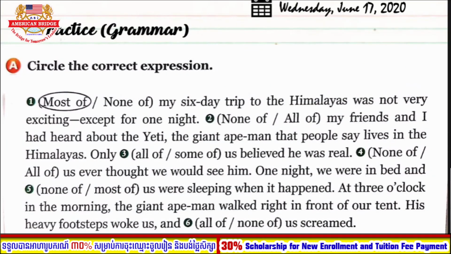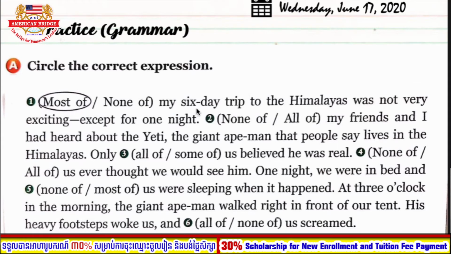The next activity is the grammar practice. Do you remember the quantifiers? Quantifiers are the words used to talk about number, right? So we have most of, none of, all of, and some of. What you need to do is to circle the correct expression. Number 1 has been done for you: most of.